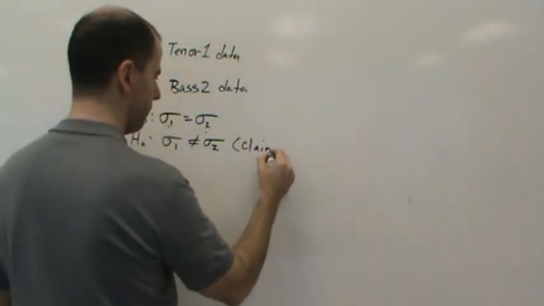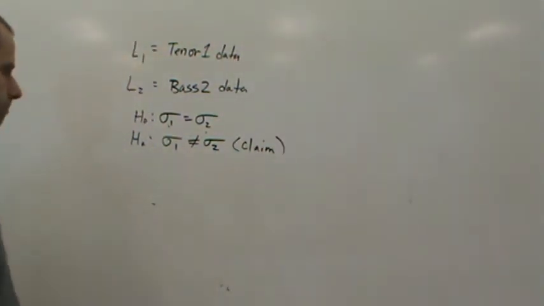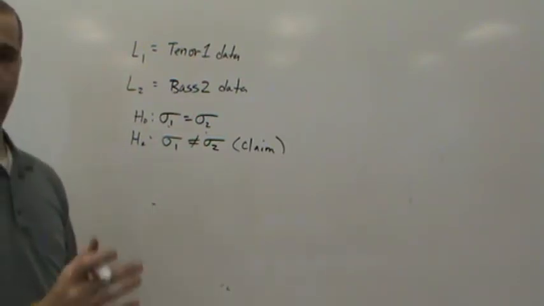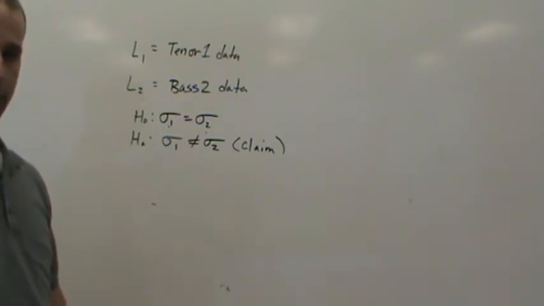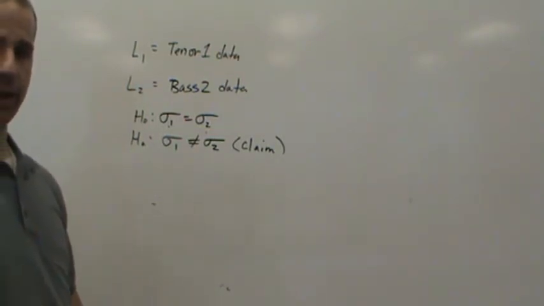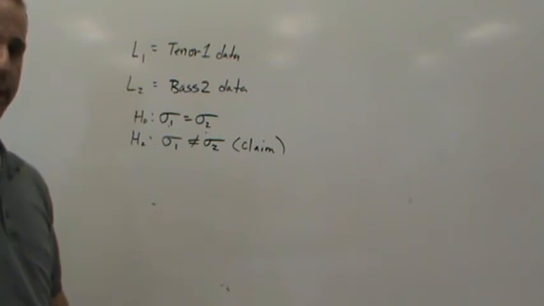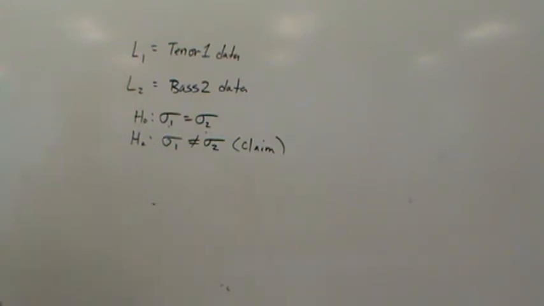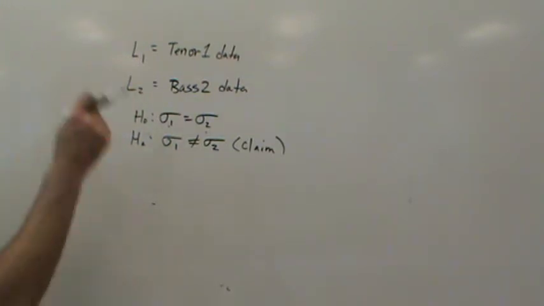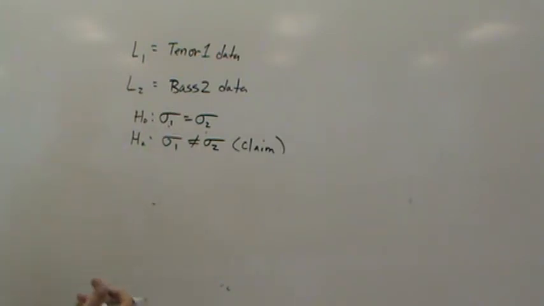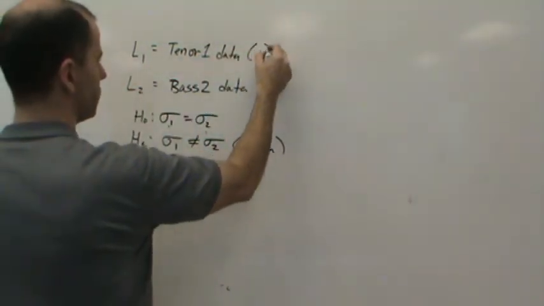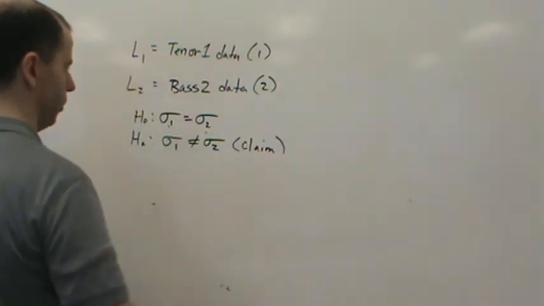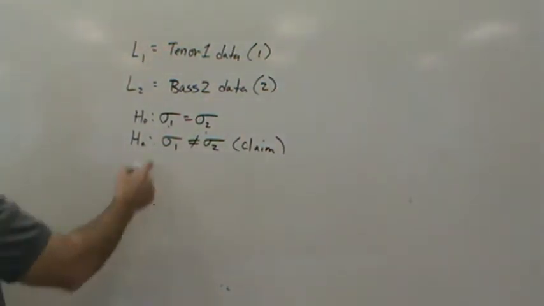This is the claim, right? Is the standard deviation of heights of men in the tenor 1 group significantly different than the standard deviation of the heights of men in the bass 2 group? That's what we're doing here. Which one is going to be population 1 and which one is going to be population 2? It doesn't matter, but let's make this population 1, and make this population 2.